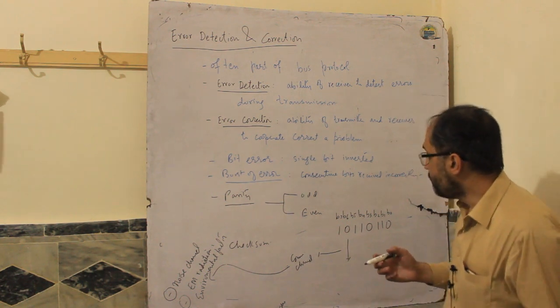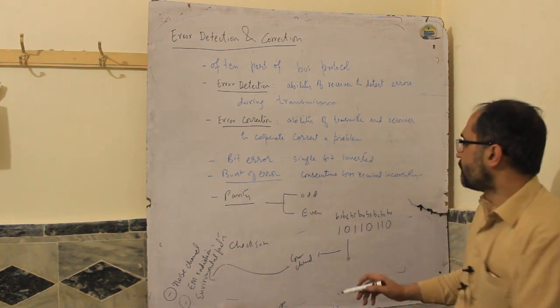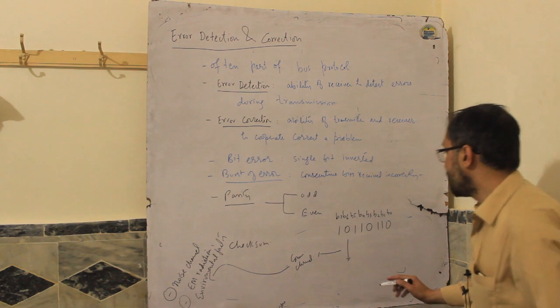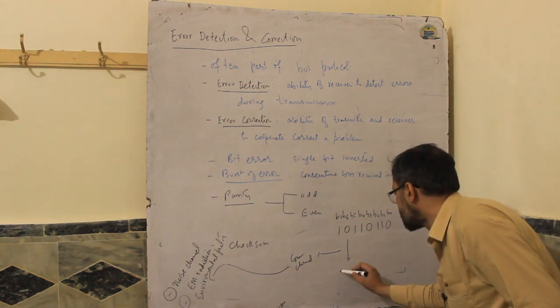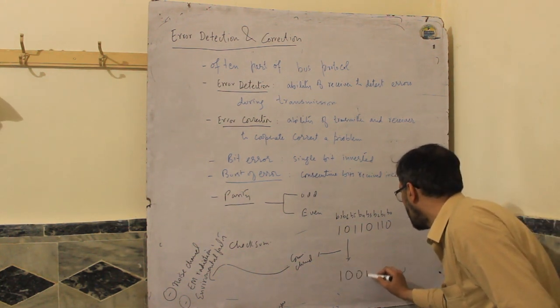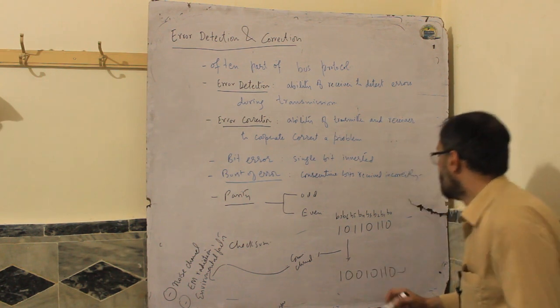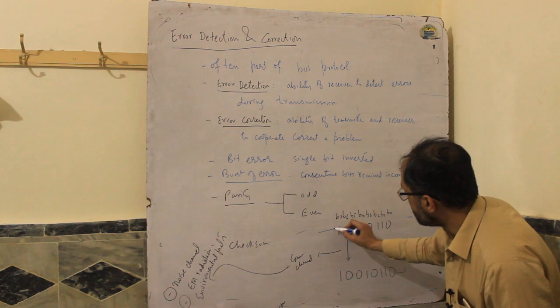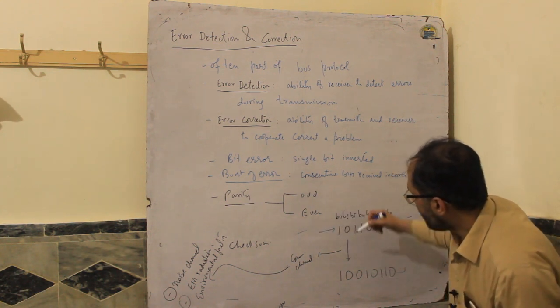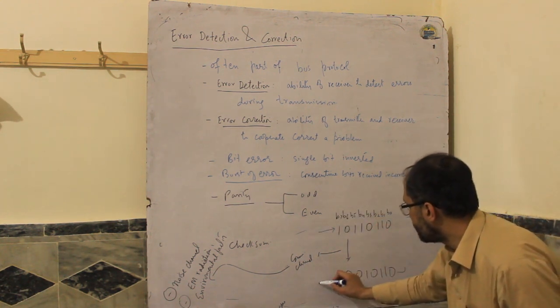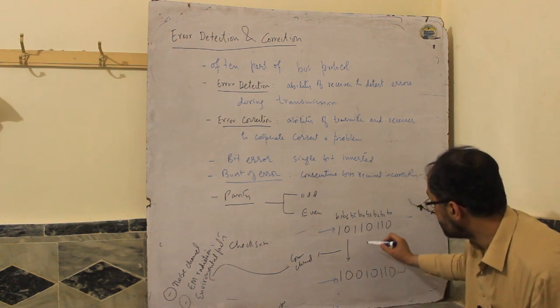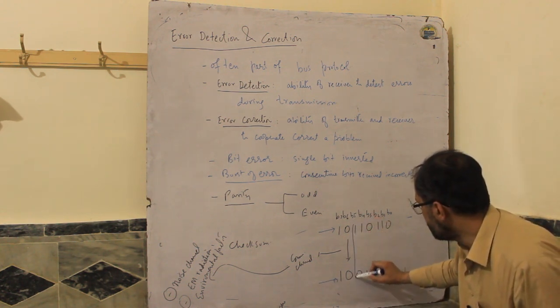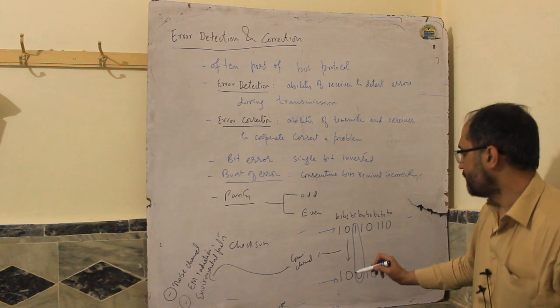So maybe when the transmitter sends this data, the data that is received by the receiver is something like this: 10010110. What does it imply? If you look at this data, the transmitter wants to send the data like this, and the data is received by the receiver like this. So it means that there is some error, that there is an error in B5.